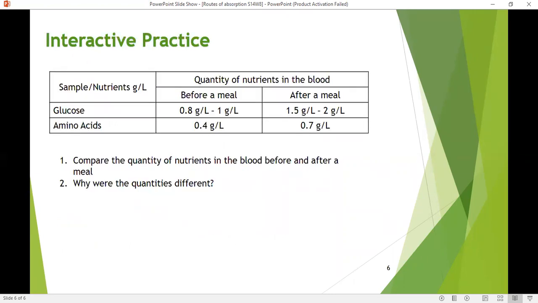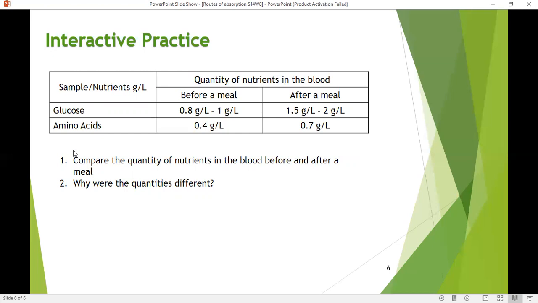Here we have an interactive practice. As you can see here, we have a table of two nutrients, glucose and amino acids, and the quantity of nutrients in the blood before and after the meal. The first question asks you to compare the quantity of nutrients in the blood before and after a meal, and the second question asks why the quantities were different. So I want you now to pause the video for a few minutes, try to answer these questions alone, then check your answers using the answer key that I will show a few seconds later.